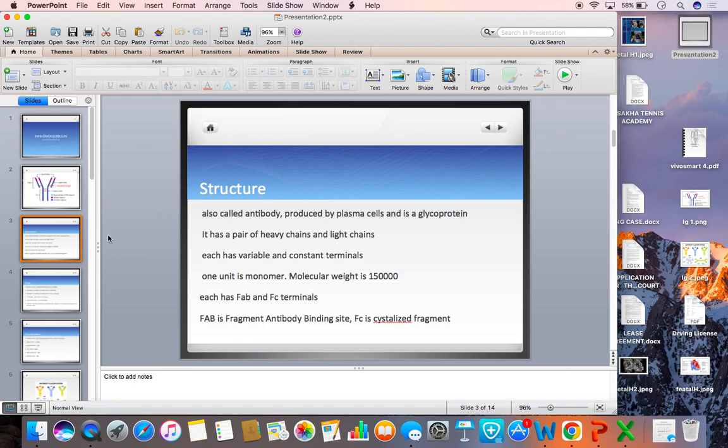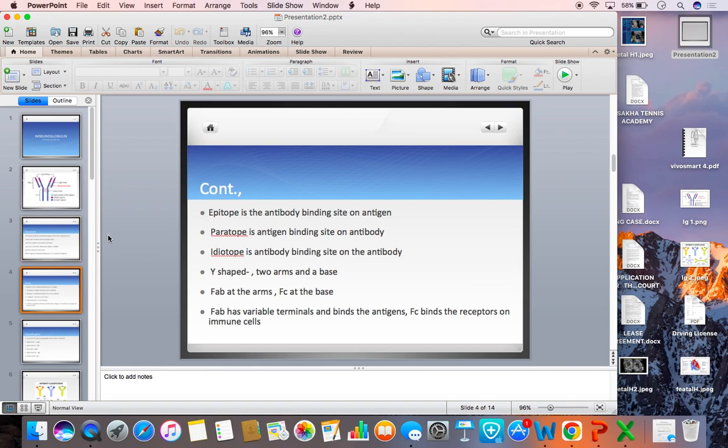FAB is fragment antibody binding site. FC is the crystallized fragment. And you try to understand the meaning of certain terms. Epitope, paratope, and idiotope. Epitope is the antibody binding site on the antigen. So that means antibody binds with the epitope of the antigen. Right? Paratope is the antigen binding site on the antibody. Idiotope is the antibody binding site on the antibody. Right?